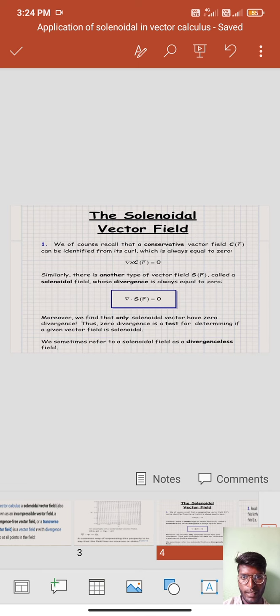Applications of the solenoidal vector field. We of course recall that a conservative vector field CR can be identified from its curl, which is always equal to 0. Similarly, del cross CR equals 0. Similarly, there is another type of vector field, SR, called a solenoidal field, whose divergence is always equal to 0.